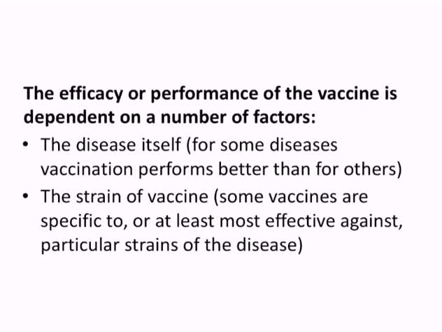The efficacy or performance of the vaccine is dependent on a number of factors. أول حاجة الفاكتور الأول الـ disease itself. For some diseases vaccination performs better than for others. الفاكتور الثاني الـ strain of vaccine. Some vaccines are specific to, or at least most effective against, a particular strain of the disease.